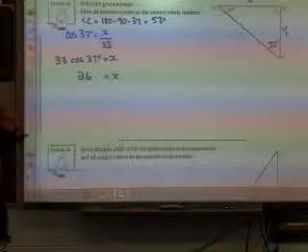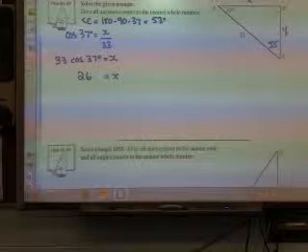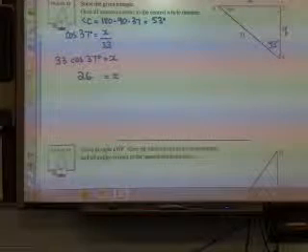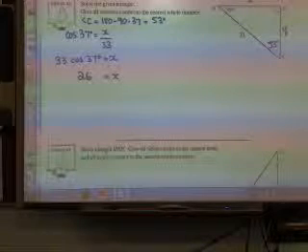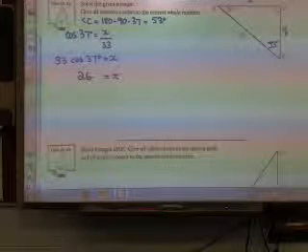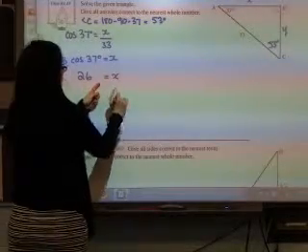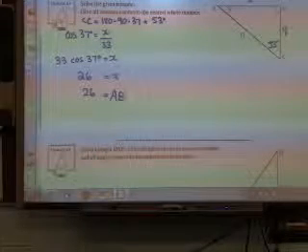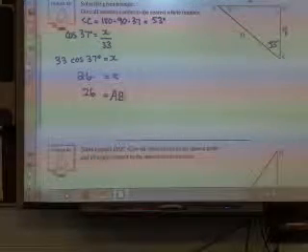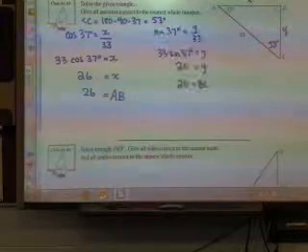If I had used sine, it would have been sine 53 equals x over 33, and I would still get the same answer. So now I want you to take a moment, and I want you to calculate side length y. Oh, the only other thing that I could do is I could replace x with the AB, because AB is the labeled side length. So now I want you to find out what side length y would be.